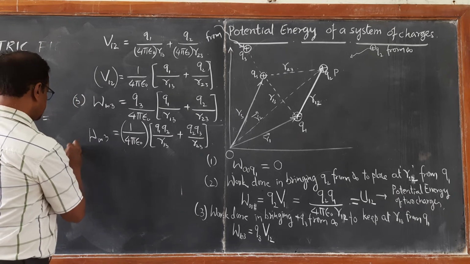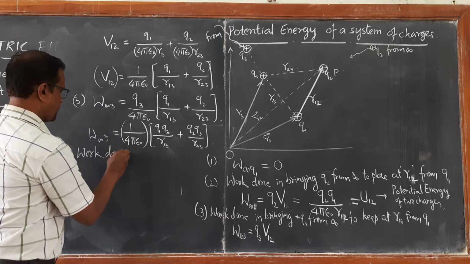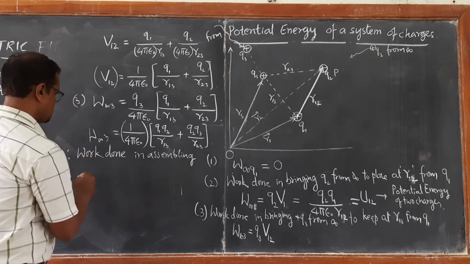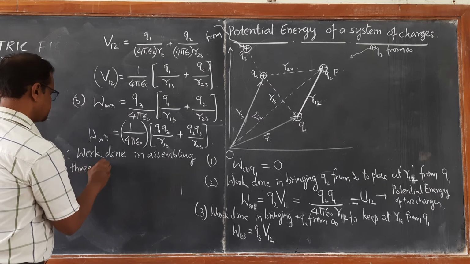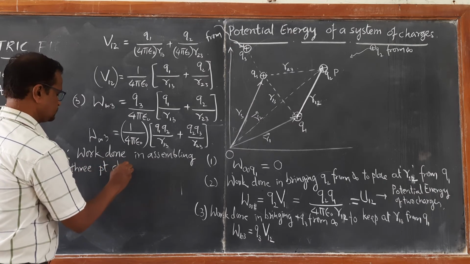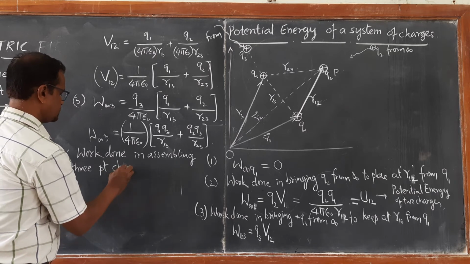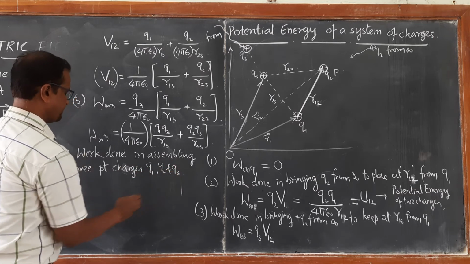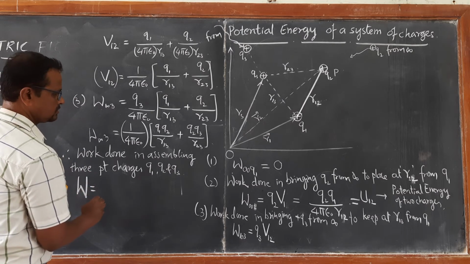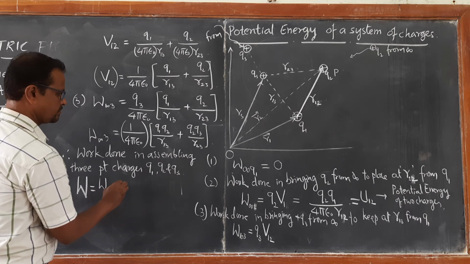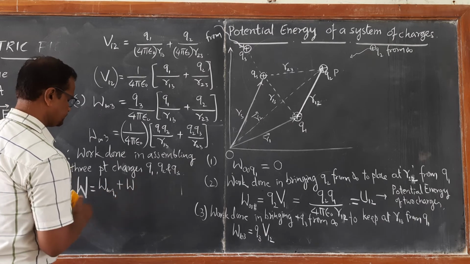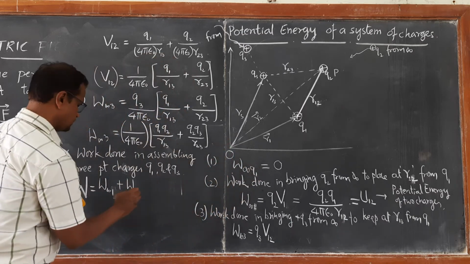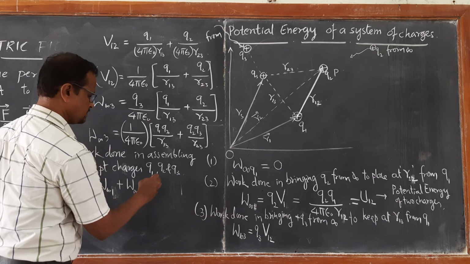Therefore, the work done in assembling three point charges Q1, Q2 and Q3, the total work done is equal to W infinity to 1 plus W infinity to 2, this one, plus W infinity to 3.